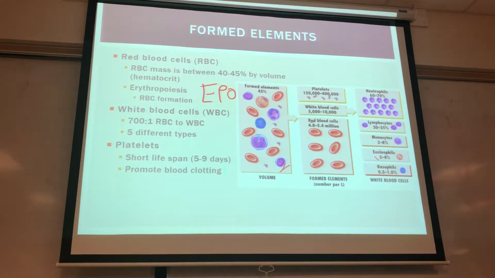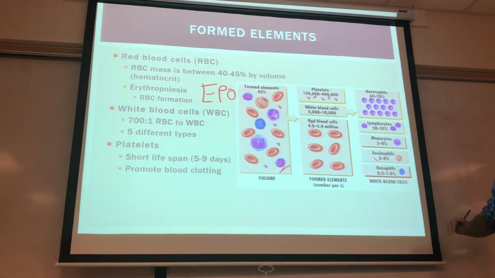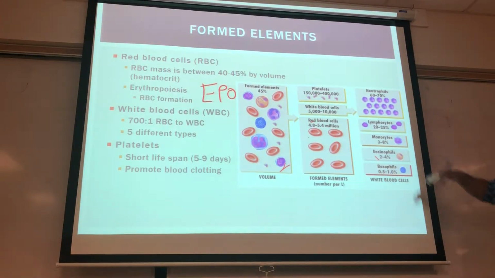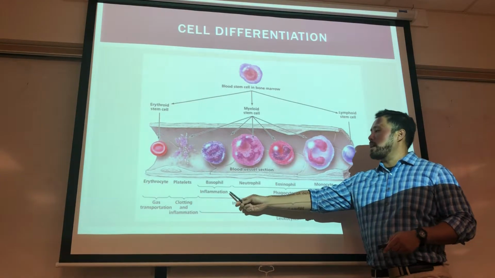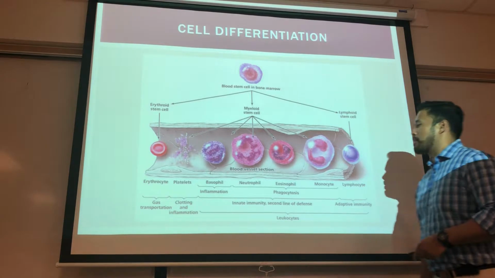White blood cells, if you were to see, we have 700 red blood cells to 1 white blood cell, of which we have the 5 different types. I'm not going to really go too much into it because honestly I'm not going to test you on it, but keep in mind that we do have 5 types, of which they all have different functions. And you can see that based off the next slide over are basophils, which would be involved in inflammation.